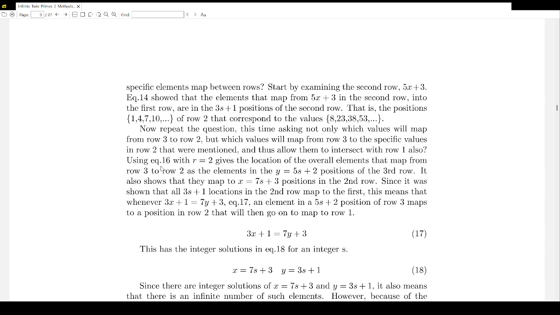That will also allow them to intersect with row 1 also. So using the general equation with r equals 2 gives the location of the overall elements that map from row 3 to row 2 as the elements in the y equals 5s plus 2 position of the third row. This is where it starts to get tedious. Now, I've checked all this, and I'm going to have to trust what I wrote, and I know it's right. I'm just going to read what I have and not scroll back every time to show you. You'll have to verify or check what I'm saying is true, but for me to talk about it, I have to kind of just go with what I have here to explain it.